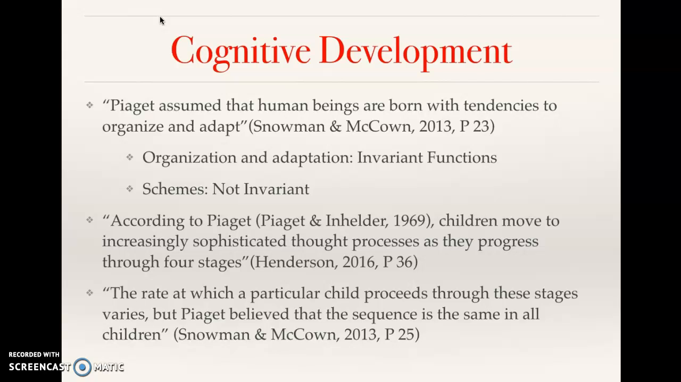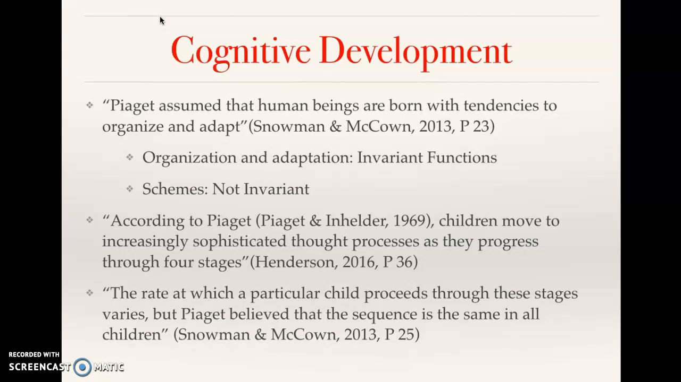Schemas he identified as not invariant, and that they undergo systematic changes at particular points in time. As a result, there are real differences between the way young and older children think, and there are differences between how children and adults think. The stages of cognitive development are based on these schemas.